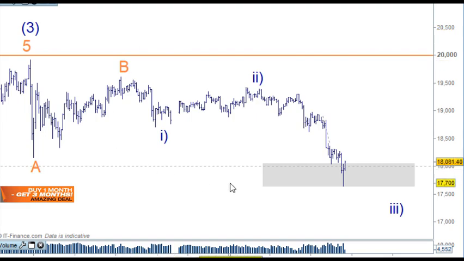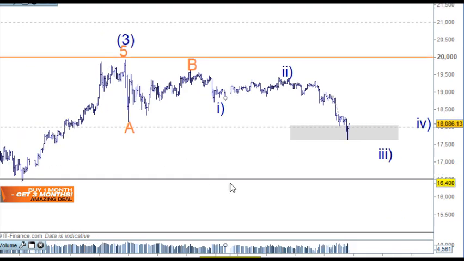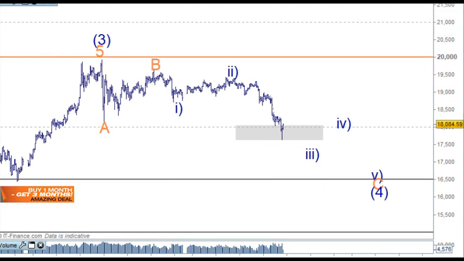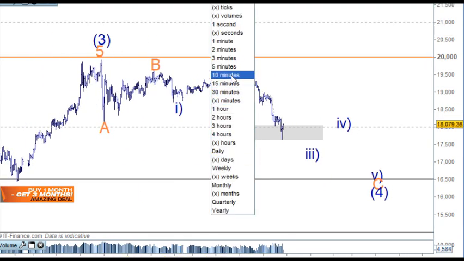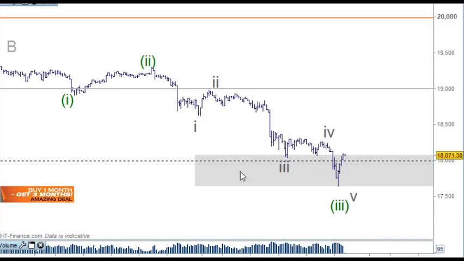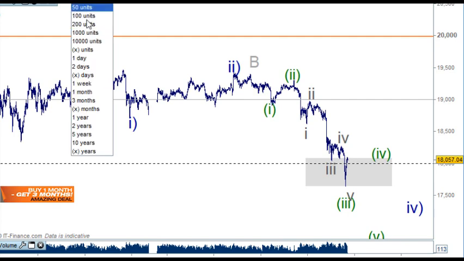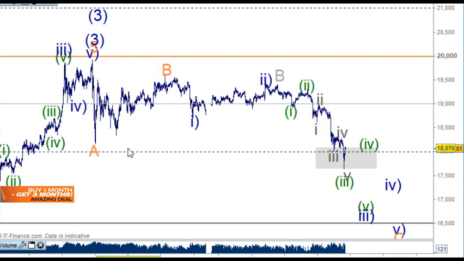Let's go to the hourly chart. I don't have any there, so I'm going to go to the 15-minute chart. I just want to fill you in on the count, that's all. So let me just bring a bit more data in here, squash it in a bit.